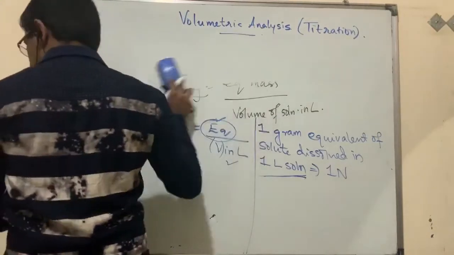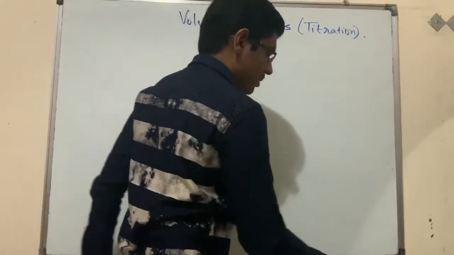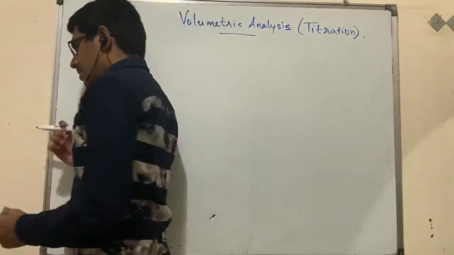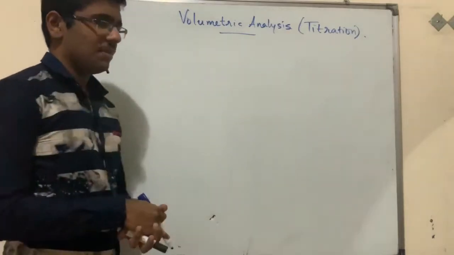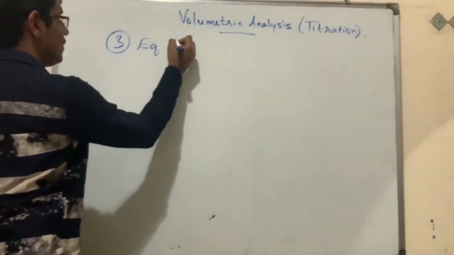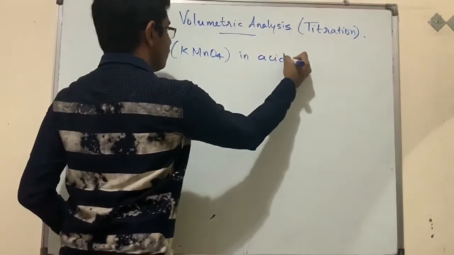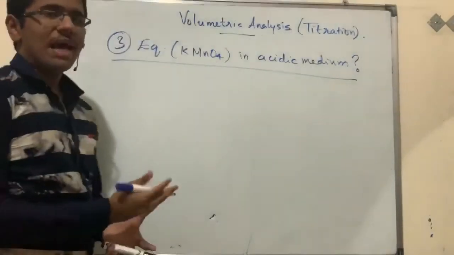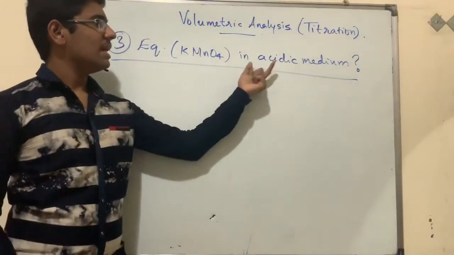Third, we are going to discuss the third question. The third question regarding titration is: what is the equivalent mass of KMnO4 when it acts as an oxidizing agent in acidic medium? The question is the equivalent mass of KMnO4, potassium permanganate, in acidic medium. What is the value? How can you calculate it? What is the equivalent mass of potassium permanganate in acidic medium?